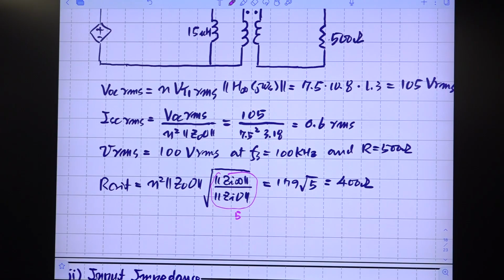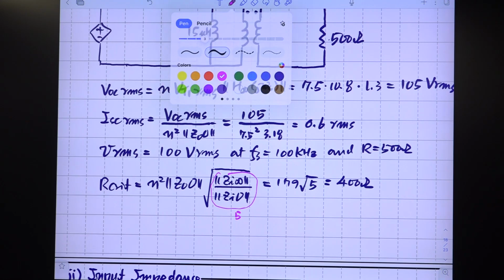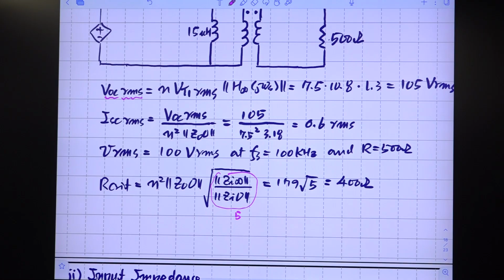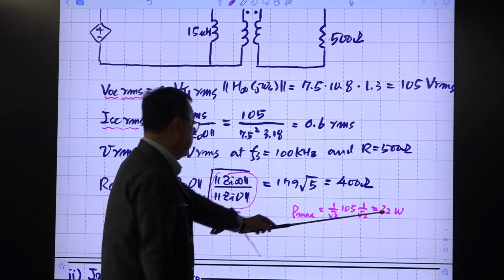So this is the design result, and the maximum power here is, we know this value, the open circuit voltage and the short circuit current, then P max. The maximum deliverable power using this tank circuit is this one, with square root 2, and we already have the RMS value here. Just a simple calculation gives 32 watts. Our rated power was 20 watts or 25 watts, so we have some margin.